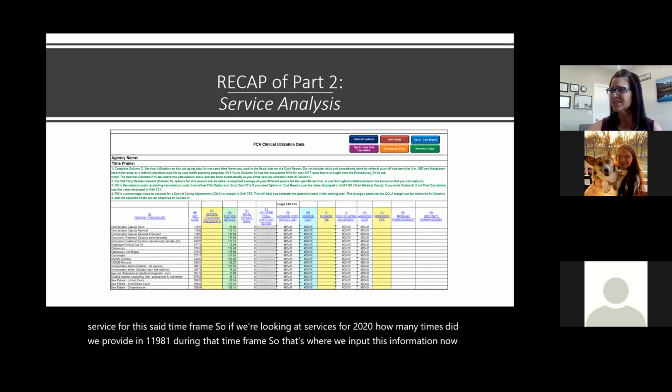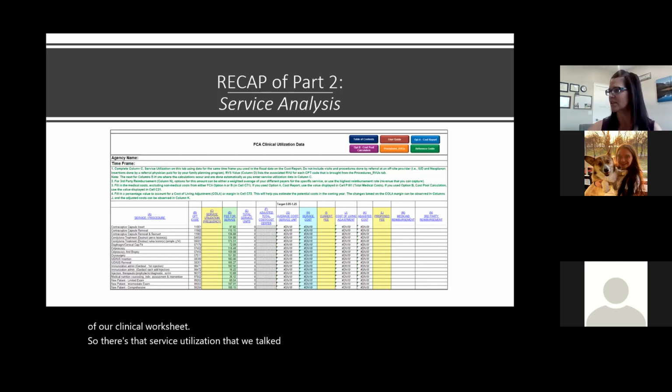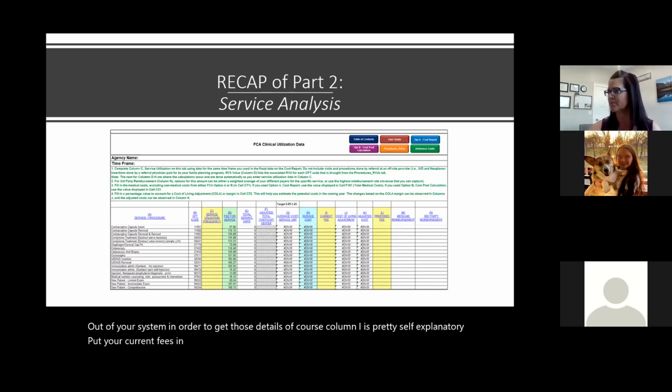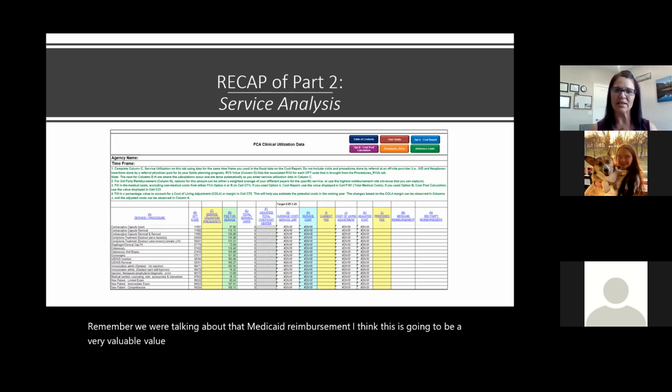So there's that service utilization that we talked about in column C. We want to make sure that you're familiar with how to pull that report out of your system in order to get those details. Of course, column I is pretty self-explanatory. Put your current fees in here for the services that you're providing. And then column M, remember we were talking about that Medicaid reimbursement. I think this is going to be a very valuable consideration when we're looking at the volume to value ratio and where do we really want to set our fees.